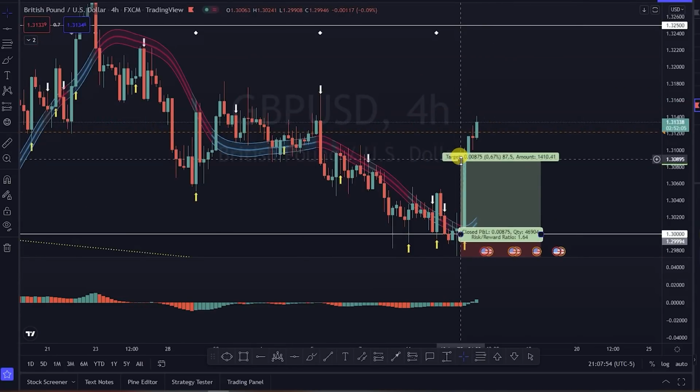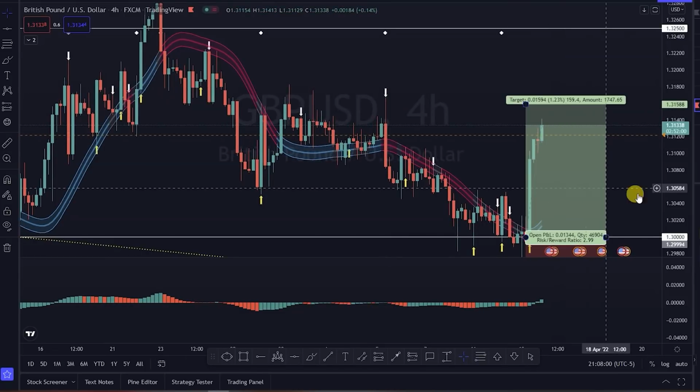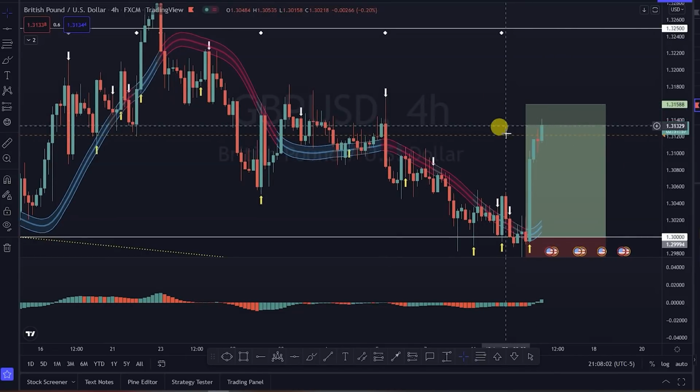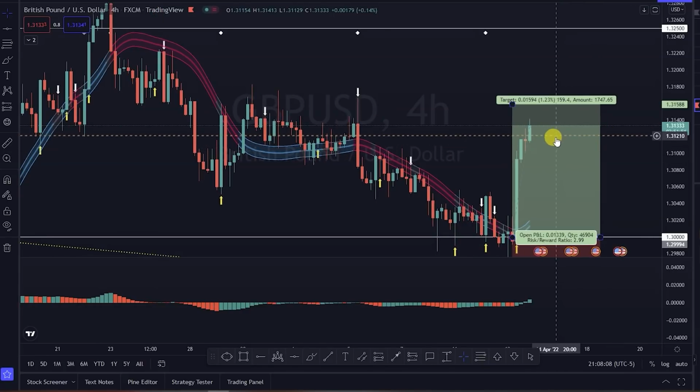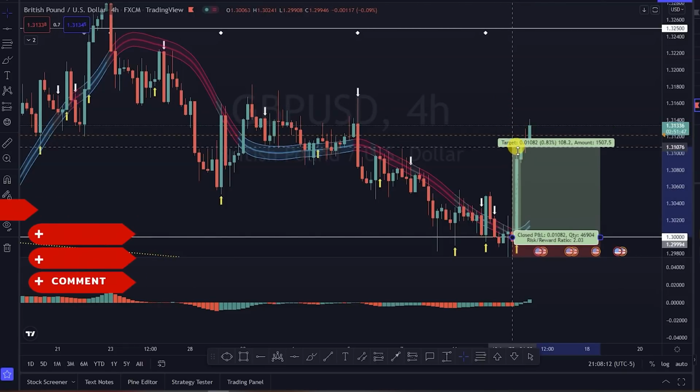TP2 is going to be around these zones, because we can see a lot of rejection in these zones. So I do believe that this area is going to be TP2, 1.31500, which is another psychological level in the market as well. So that's basically how you can take these trades and get a lot of winning trades, guys.